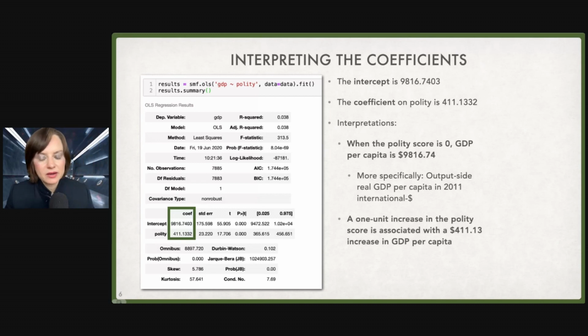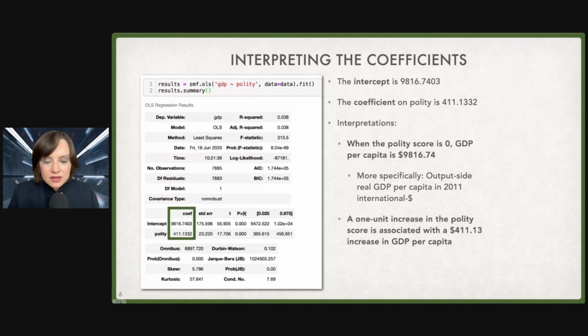Okay. All right. The coefficient: a 1 unit increase in the polity score is associated with a $411 increase in GDP per capita. In other words, when the polity score is 0 for any country, this is our prediction, for any country with a polity score of 0, neither autocratic nor democratic, when a country has that score, we can anticipate that GDP per capita will be just under $10,000.